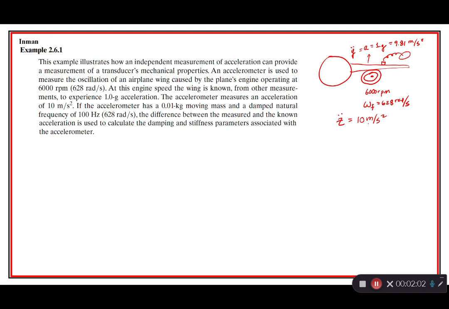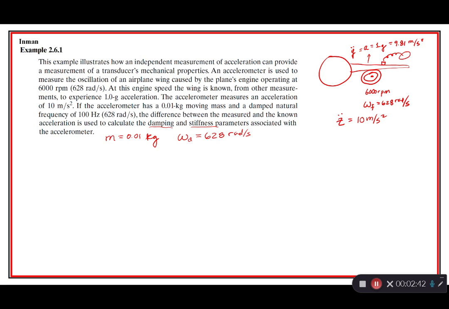The accelerometer has a moving mass of 0.01 kilograms, and they can be quite small, so that's reasonable, and a damped natural frequency of 100 hertz, which is 628 radians per second. The difference between the measured and the known acceleration is used to calculate the damping and the stiffness parameters associated with the accelerometer. So we're kind of going backwards right here.